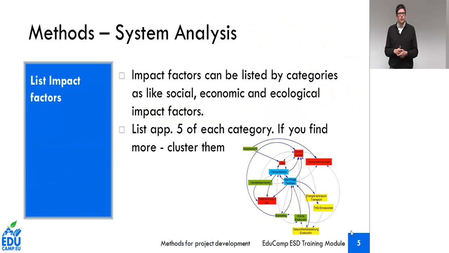The impact factors can be listed by category, as said, and to help and support this methodology in the beginning, it might be enough to list about 5 of each category. So if you put them into economic, social and environmental categories, listing 5 of each might be enough for the beginning to have a model that brings together the most concrete and crucial impact factors and would not grow up to a too big model.